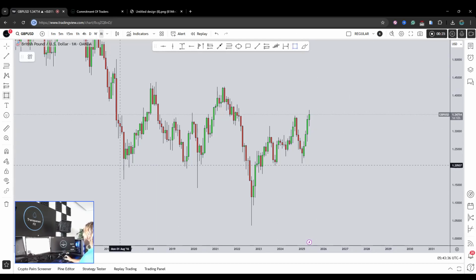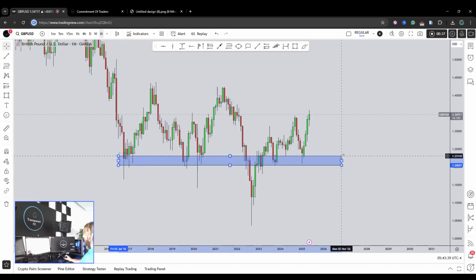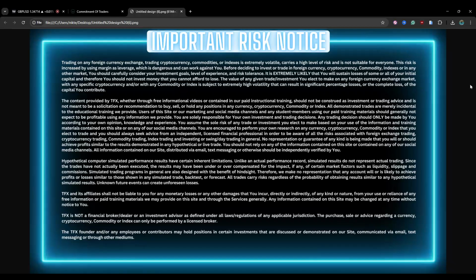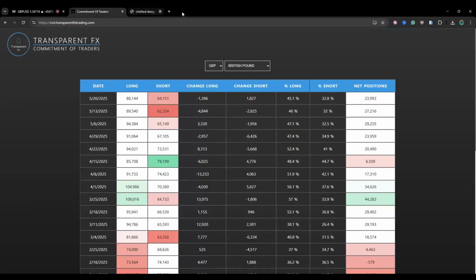Now, starting here from the monthly time frame, what we can see is that we have a market which at the moment is testing a quite strong historical monthly demand and support area. And by the way, before I forget, take a second, pause the video and read the disclaimer. Now, let's get right into it.